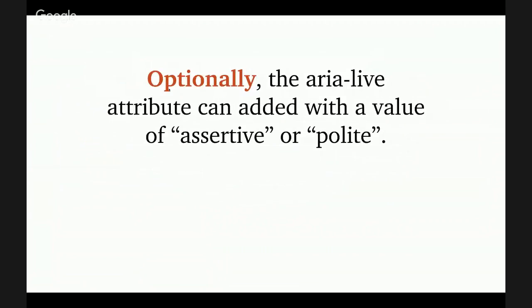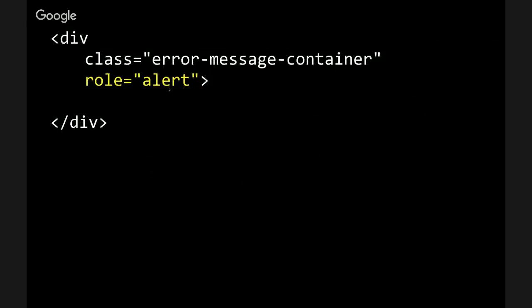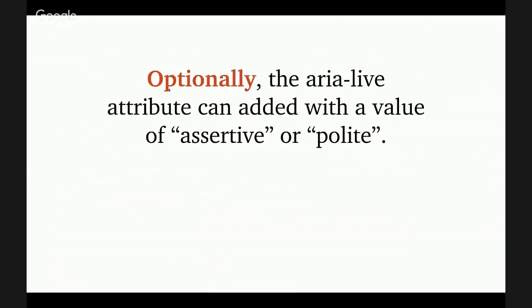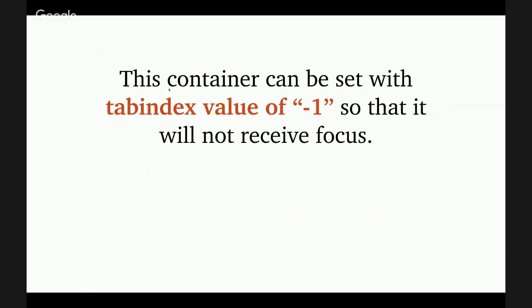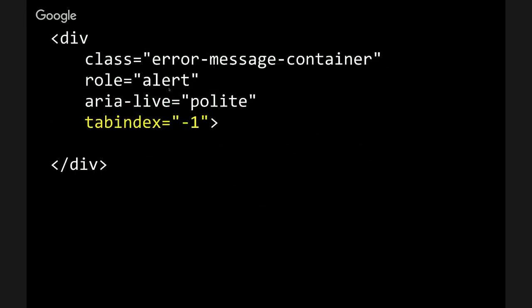And optionally, ARIA live can be added. You can add polite or assertive. Now, role equals alert should actually also have that, but you can add ARIA polite if you want to have a backup. So we're going to put ARIA live polite here. Now we can set the container to tab index of -1 initially so that it doesn't receive focus at this point. Tab index -1. Now you don't have to do this. This is a suggested way forward.